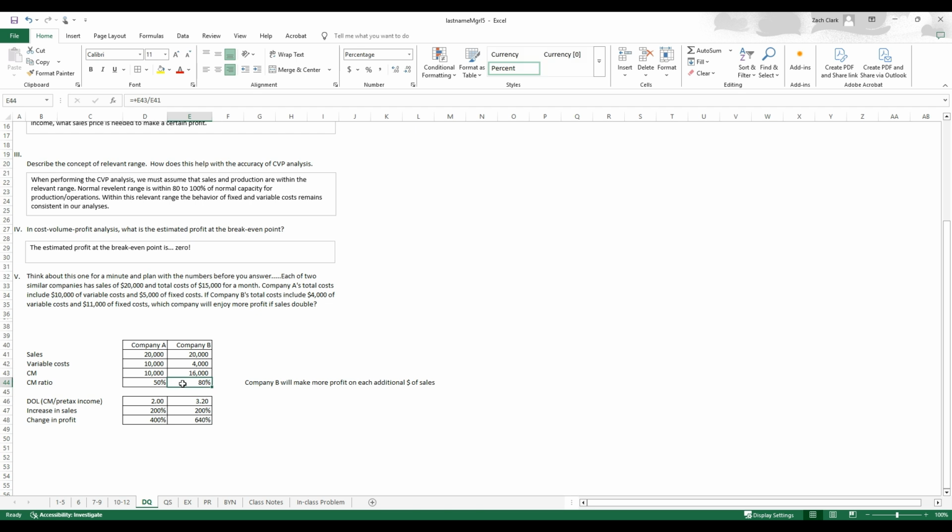And it really all comes down to that margin ratio again, and how much of the variable costs is eating up your profit. You can tell in company A, it's eating up quite a bit more of the profit. So, all right, company B is doing better there.